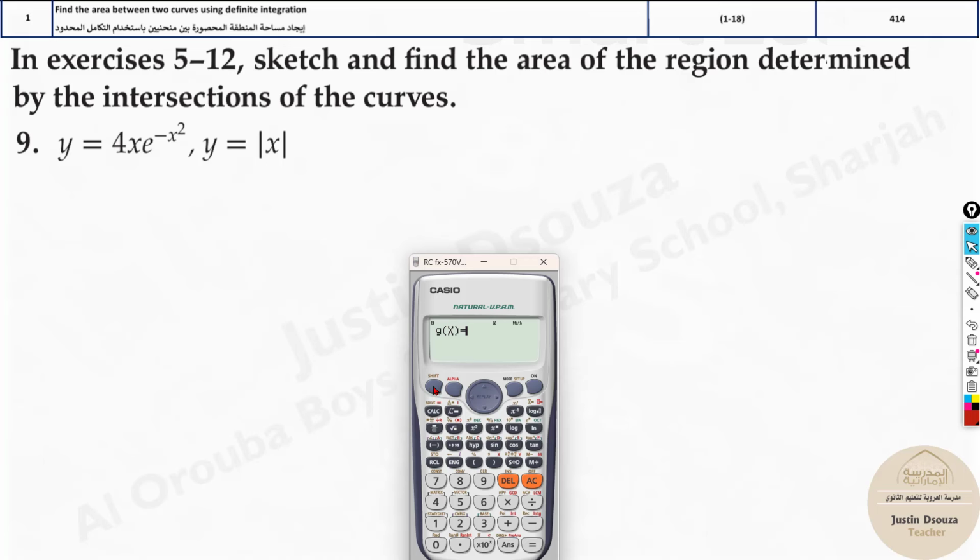You can take modulus over here, shift and absolute. ABS gives you the absolute sign, alpha x. Now this is very simple. You know the values. If x is 1, y is 1, x is 2, y is 2. It's a simple graph. Now what you need to do is, where do you start?